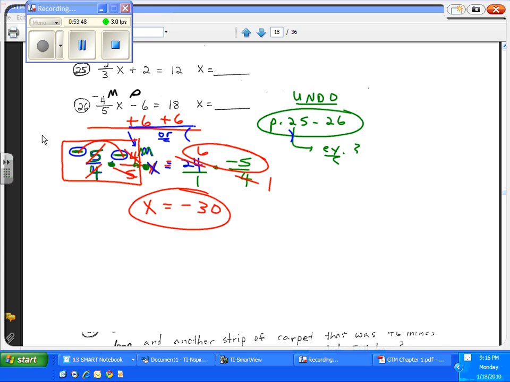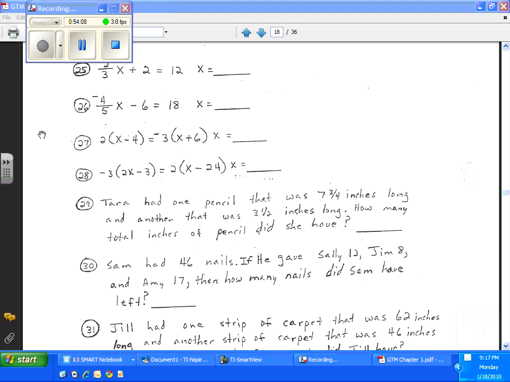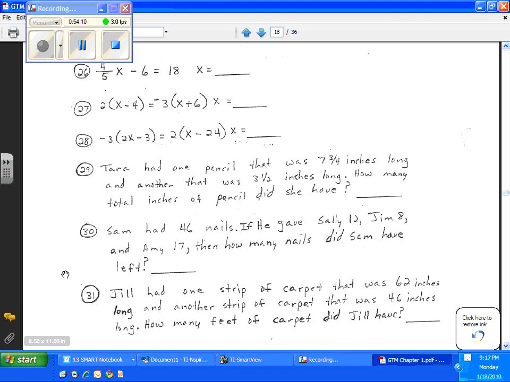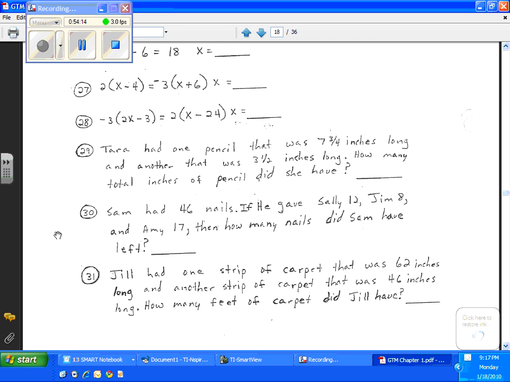Any questions on number 26? So we undo multiplication by division or multiply by the reciprocal, which means flip it, but keep the sign the same. Okay? Okay. Now, I'm going to go ahead and do number 28. We'll let you do number 27 on your own.